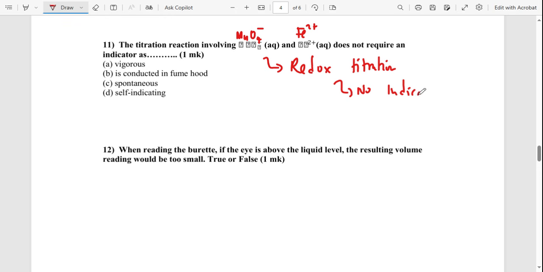Why? Because the ions themselves change color, due to ions. The reactants themselves will change color, and that is going to tell you that a reaction has happened. Because in this reaction, Fe2+ will be producing Fe3+, and each ion has got its own color, and you'll be able to tell. So the reaction is self-indicating.